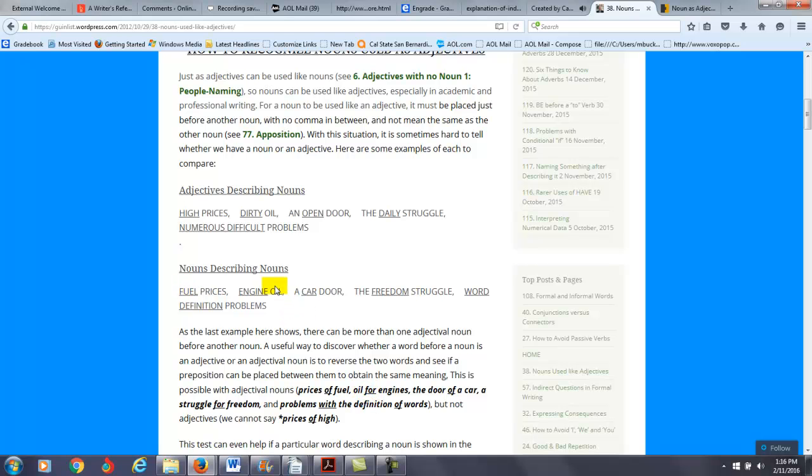Oil for engine means engine oil. The door of a car means car door. A struggle for freedom means a freedom struggle. Problems with the definition of words becomes definition problems. But if you notice, you cannot do that for these adjectives. You can't say prices of high, oil of dirty, door of open, or struggle of daily. So it shows you that you cannot rewrite them that way. These are all specific adjectives.